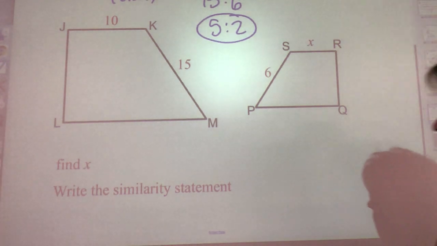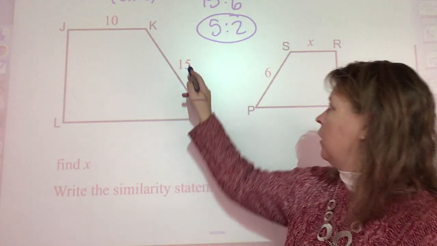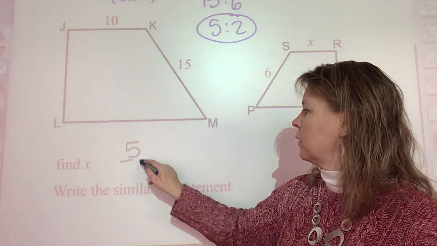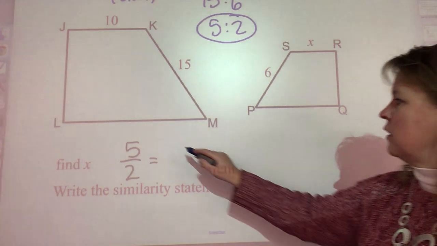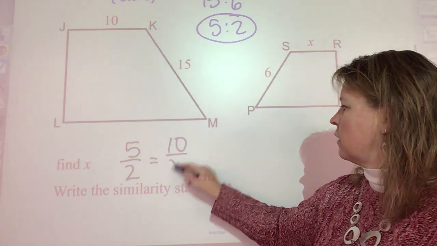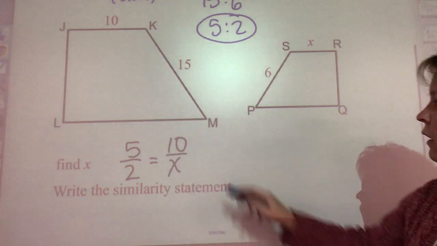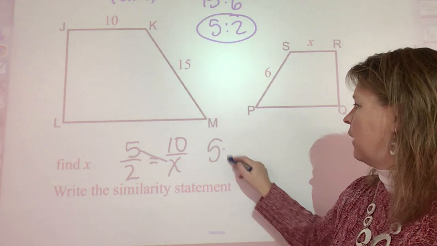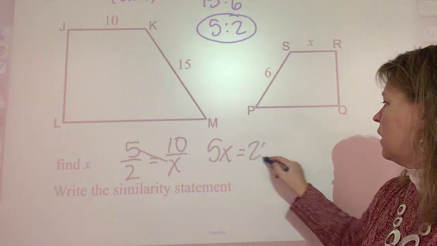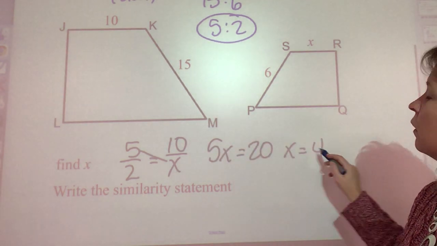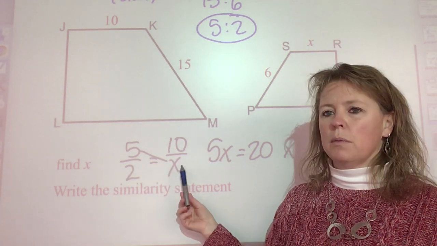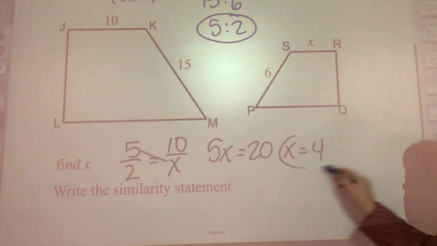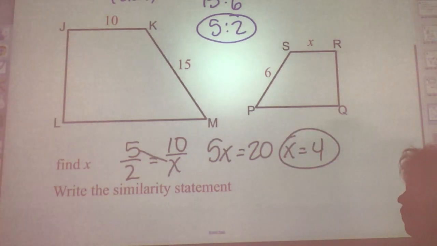Find X, go back to the proportion. You don't have to use 15 and 6, you might as well use the smaller numbers. 5 to 2. The ratio is 5 to 2. That means this ratio is 10 over X. Cross multiply, you get 5X equals 20, and X equals 4. Or for many of you, you can do that in your head. 5 times 2 is 10, 2 times 2 is 4. So X equals 4.